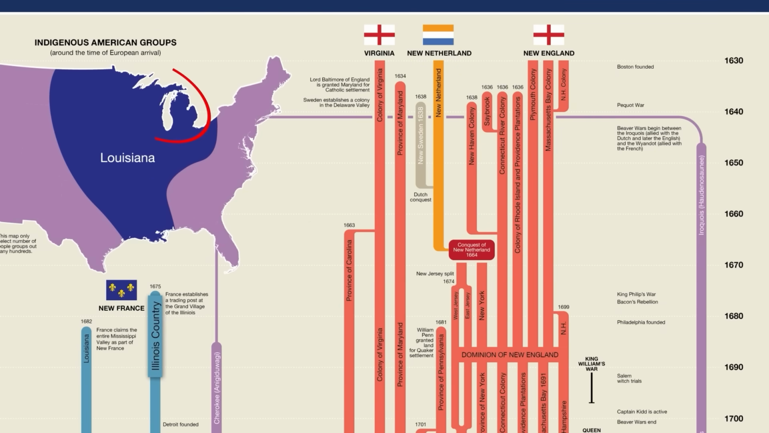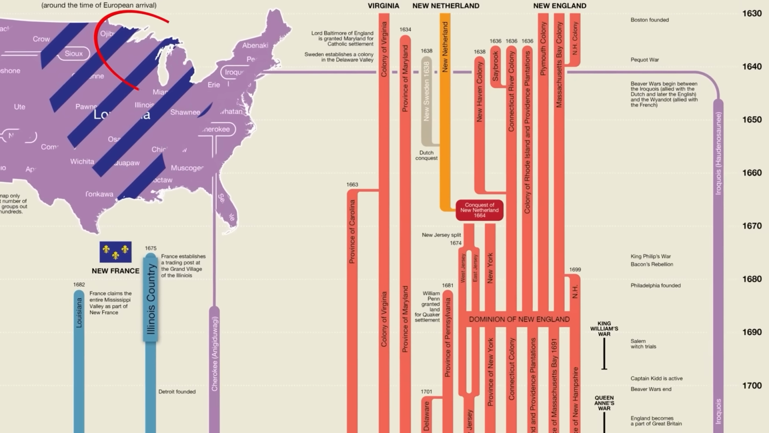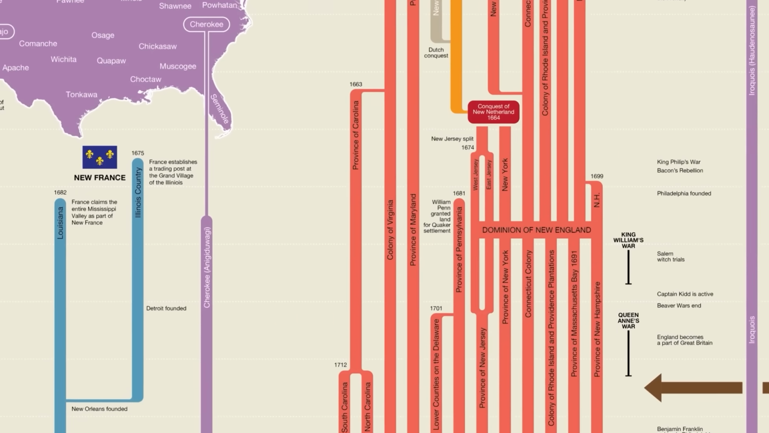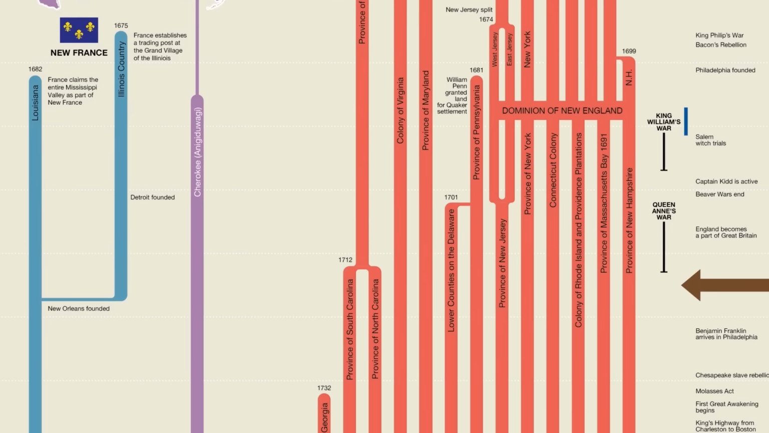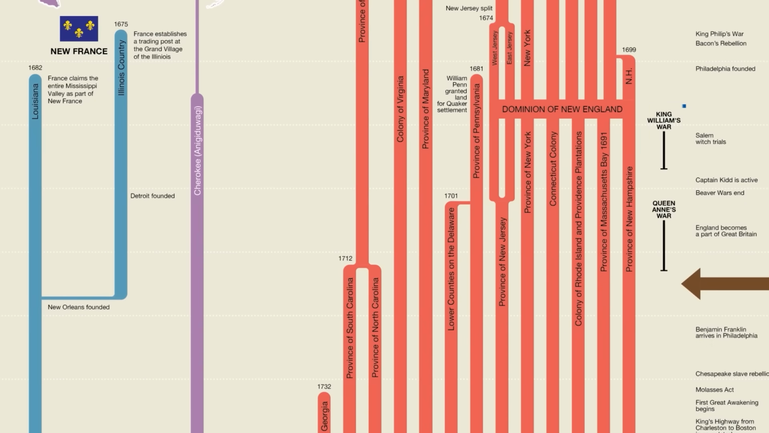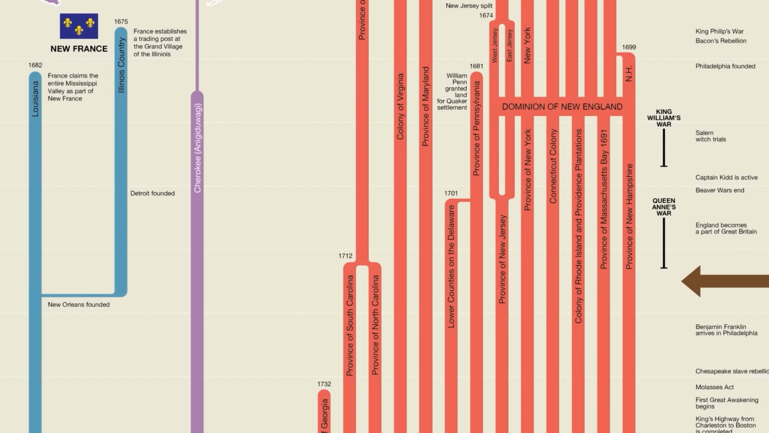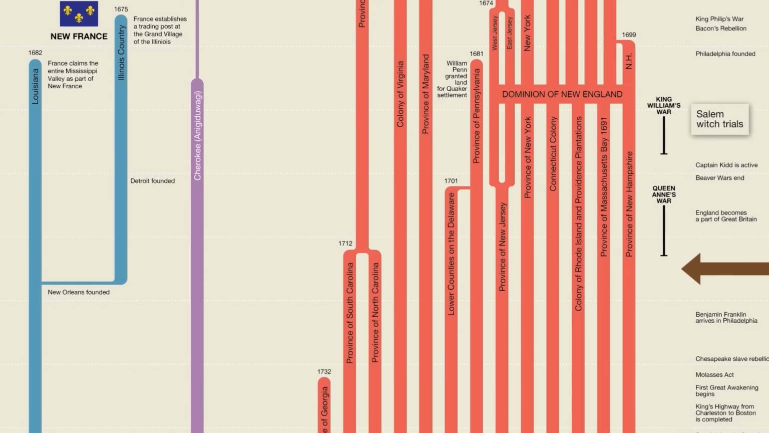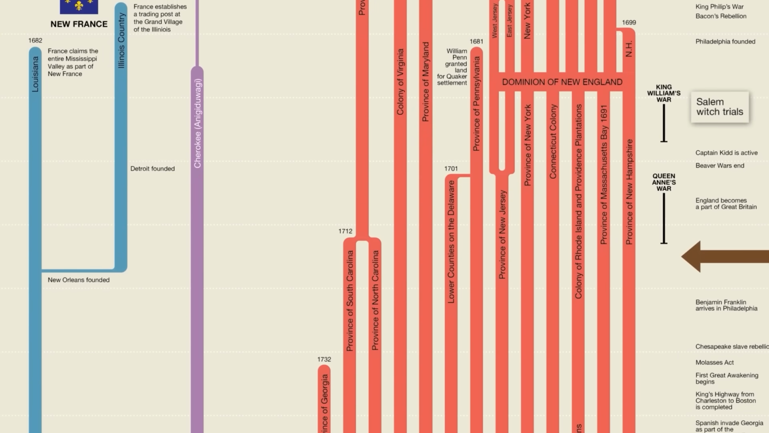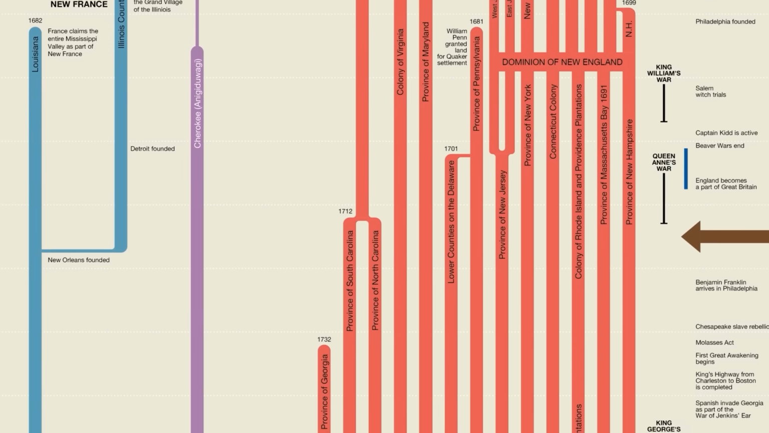That's this area here. Anyhow, the first 3 of the 4 colonial wars were named after whoever the British monarch was at the time. So the first was called King William's War. Territory-wise, not much changed because of this war, but I'll point out that it was during this war that the infamous Salem witch trials took place in Massachusetts. Next came Queen Anne's War.